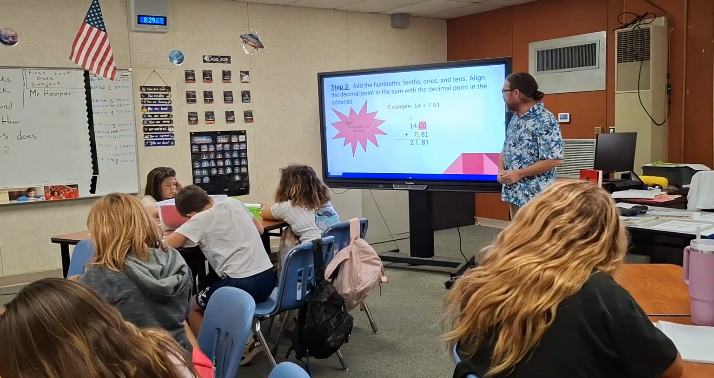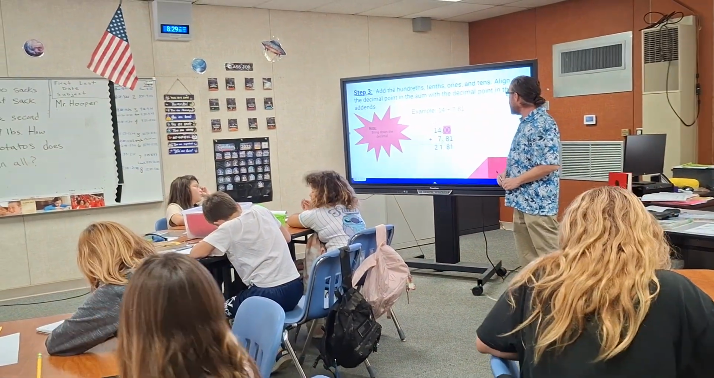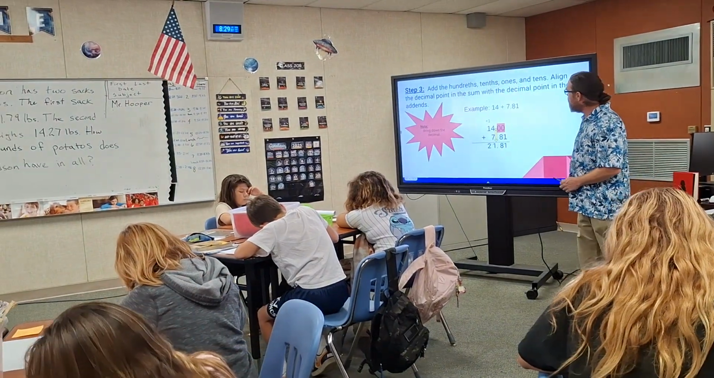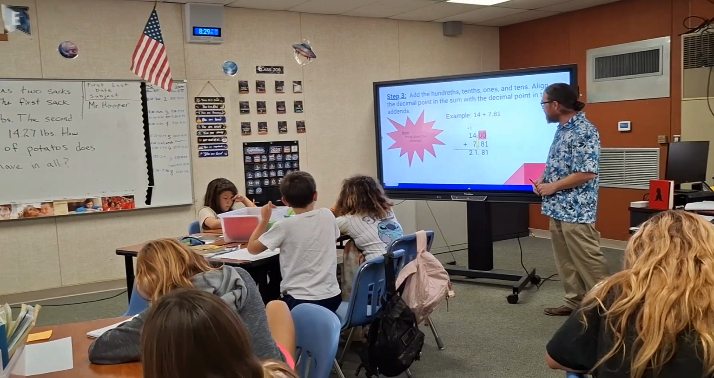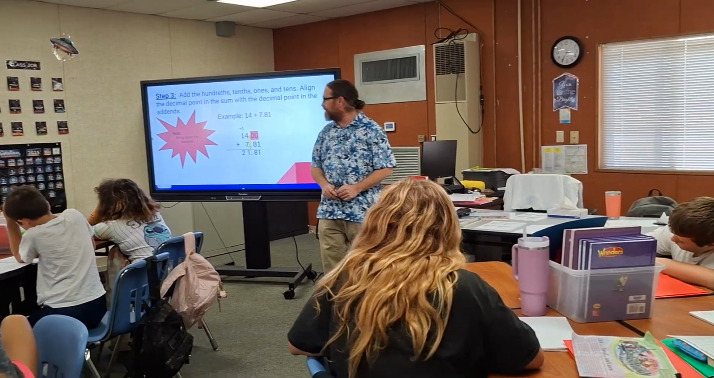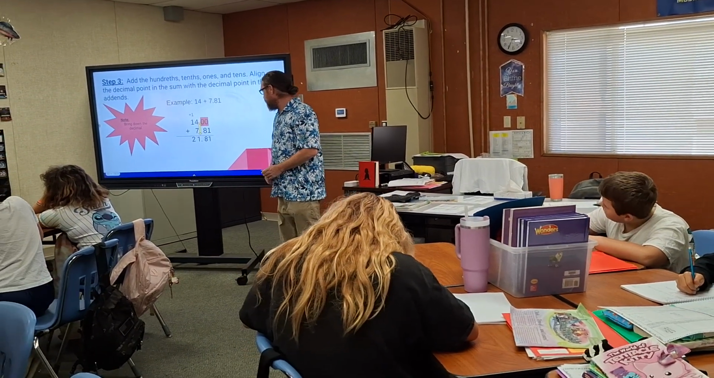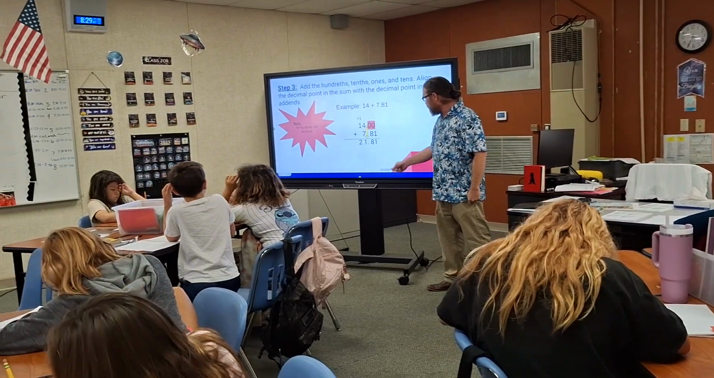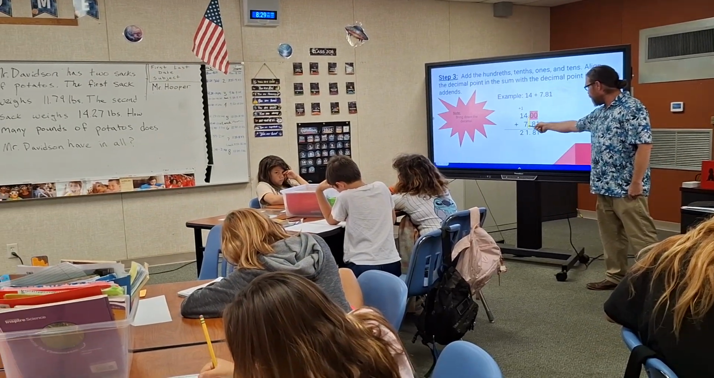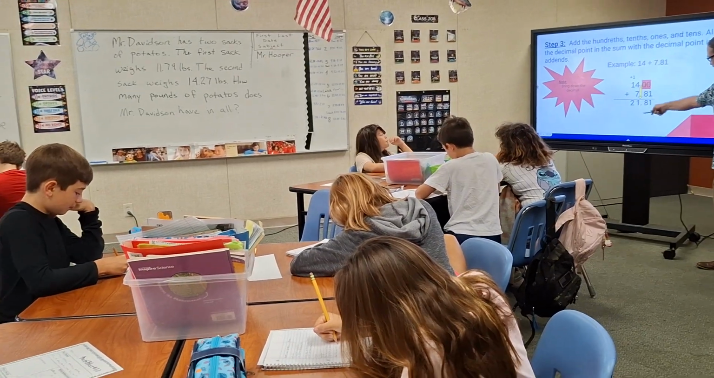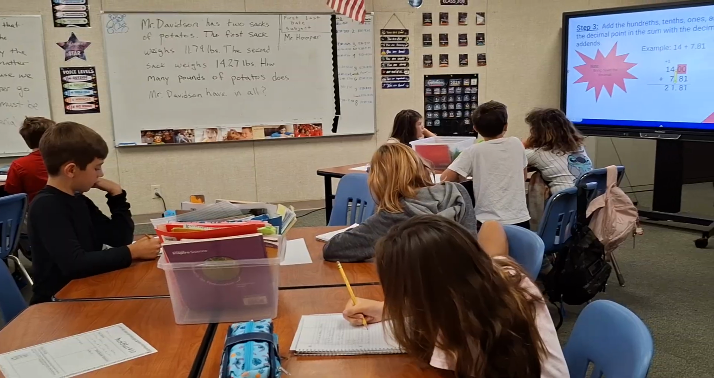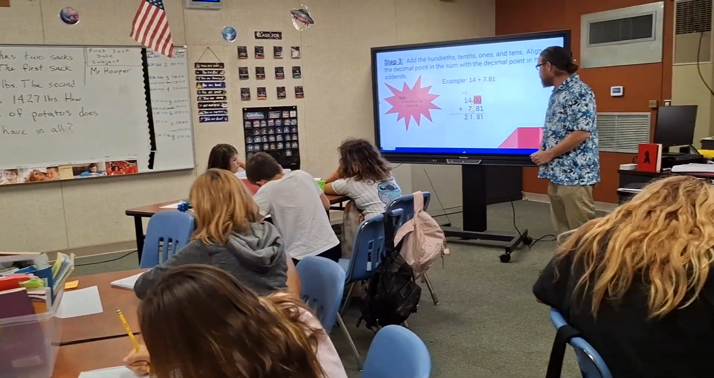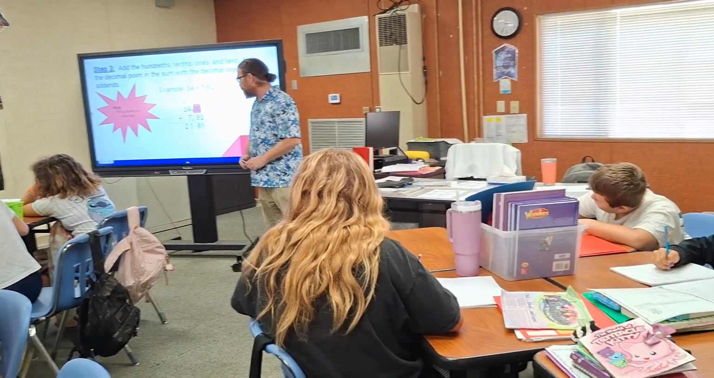Step 3, add the hundreds, tenths, ones, and tens. Align the decimal point in the sum with the decimal point in the add-ins. So the decimal point in the sum and the decimal point in the add-ins are all lined up. That's how you know you're going the right way. All right? Don't forget to bring down your decimal point.